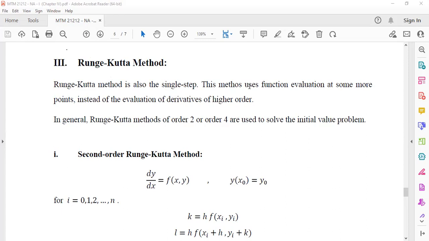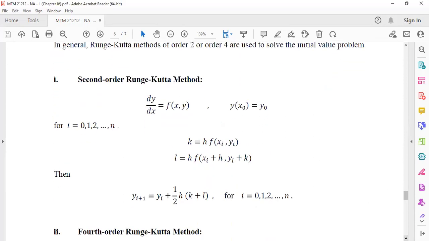In general, Runge-Kutta methods of order 2 or order 4 are used to solve the initial value problem. There are Runge-Kutta methods of order 3, and more than 4, I guess, but in this coursework we are going to restrict ourselves to order 2 and order 4. If you are interested, you can read more about it.